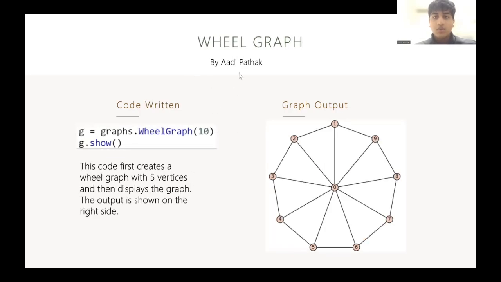And this is how to create a wheel graph in SageMath. And again, on the left side, it shows the code that was written. It uses the wheel graph function, and it sets the number of vertices to 10. And in the second line, it displays the output shown on the right side. And as you can see, it looks like a wheel graph.